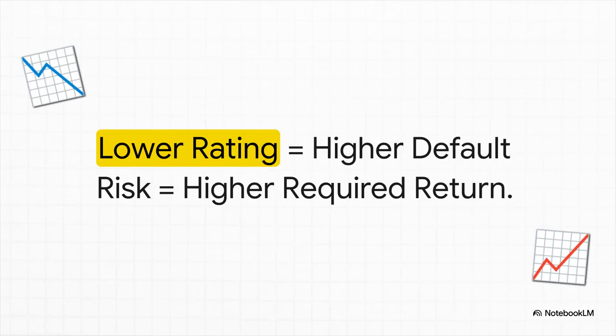Listen, if you write down one thing from this explainer today, please let it be this core financial mantra. Lower rating equals higher default risk equals higher required return. Let me just say that one more time so it really locks into your brain. Lower rating means higher default risk, which mathematically forces a higher required return. Think about it. If a bond is rated BB instead of AAA, the risk that the company goes belly up and defaults is way higher. So to convince any rational investor to actually buy that bond, the issuer has to sweeten the pot. They have to offer a higher yield.